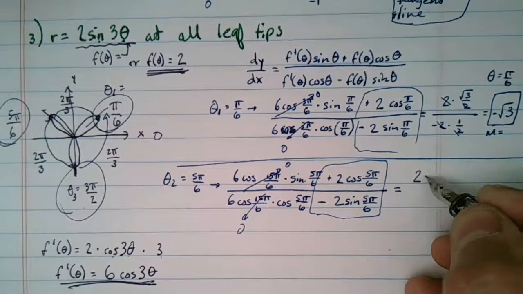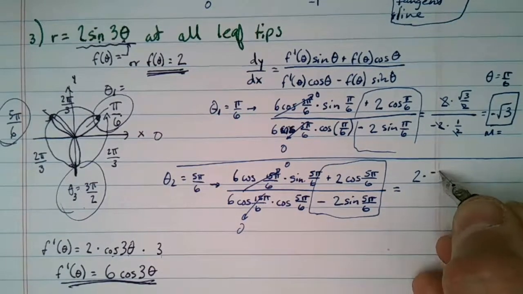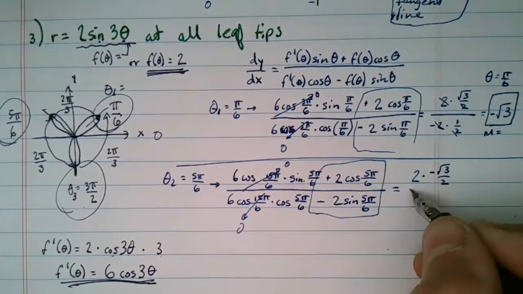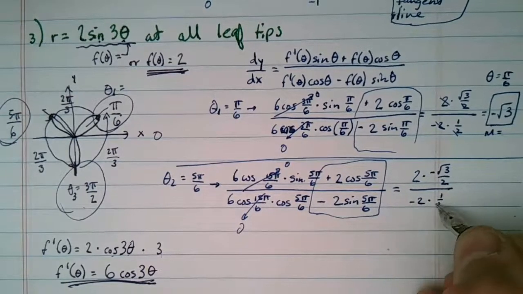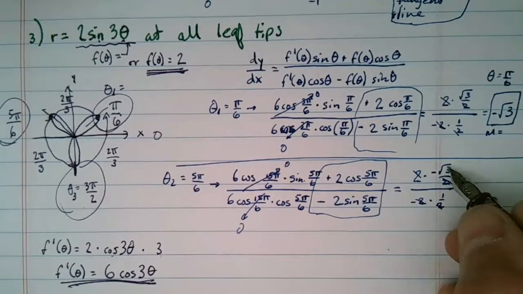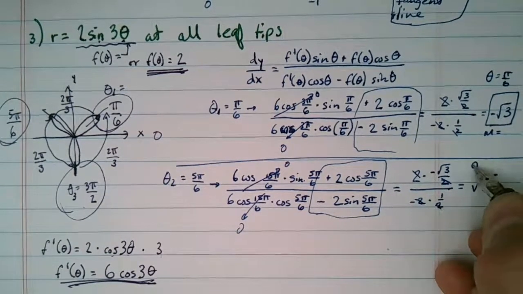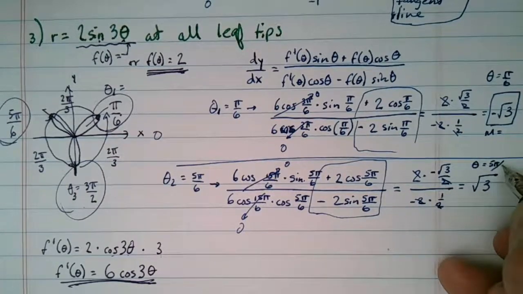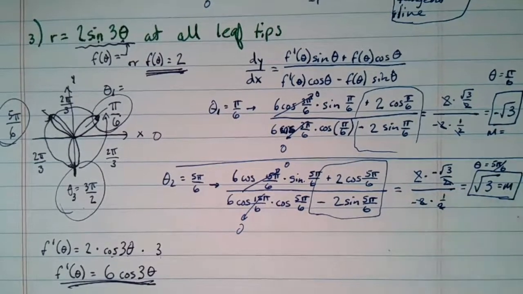So we get 2 times, what is the cosine of 5 pi by 6? Well, it's the same as the cosine of pi by 6, except we're in quadrant 2, so it's going to be negative root 3 by 2. And this will be negative 2 times, and the sine of 5 pi by 6 will be positive 1/2. And so again, the 2's cancel, and this time we get negative root 3 over negative 1, which gives us positive root 3. So when theta is 5 pi by 6, then m equals root 3. Okay, so our slope of our tangent line is positive root 3.